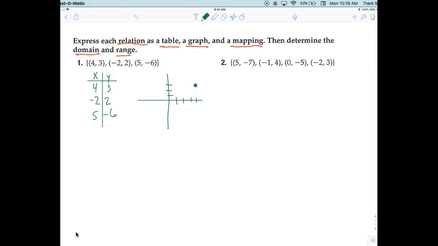And now plot -2, 2. -2, up 2. Another dot. And then 5, -6. We go to the right 5 and down 6. 1, 2, 3, 4, 5, 6. Does everybody see how simple I want that? You guys have been plotting points seriously since 5th grade. So that's not a problem.